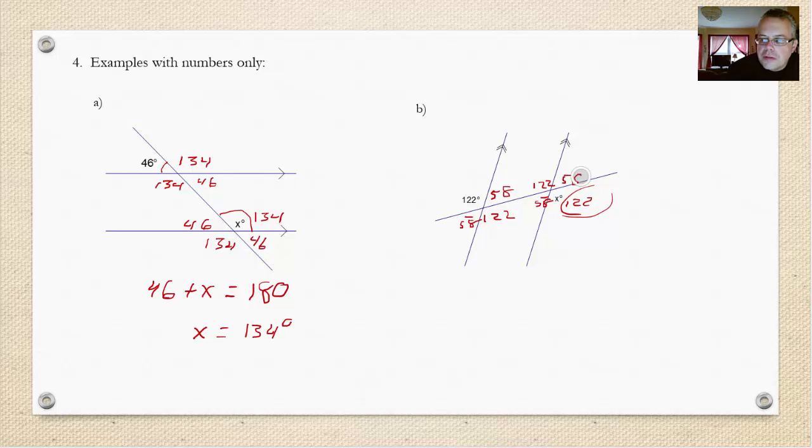So that might seem a little slow. If you're really good at this, you can get it quicker. But that's one way to do it. Just label all the angles until you get the one you want. In this case, these two angles were congruent. These were alternate exterior angles.